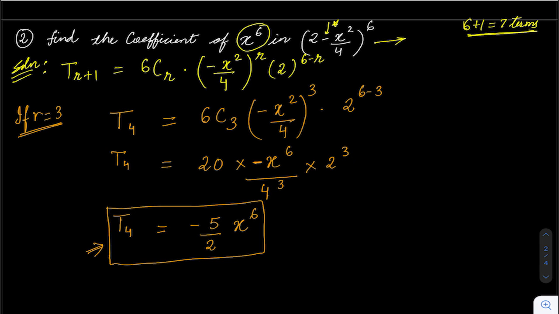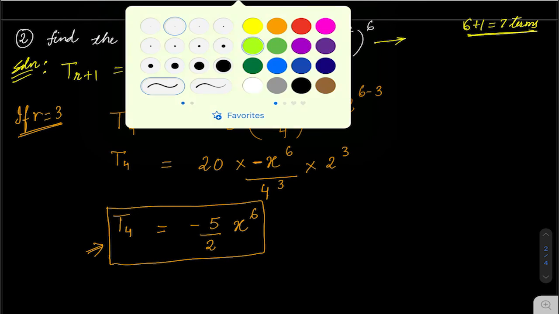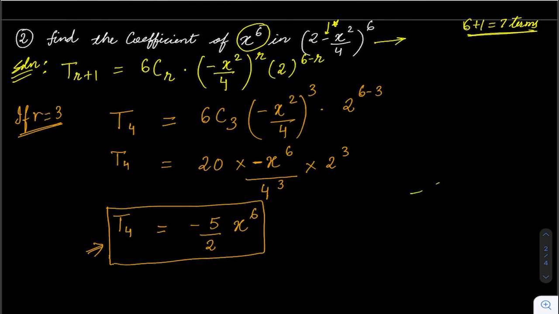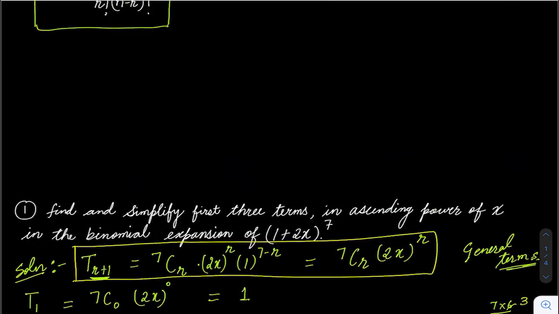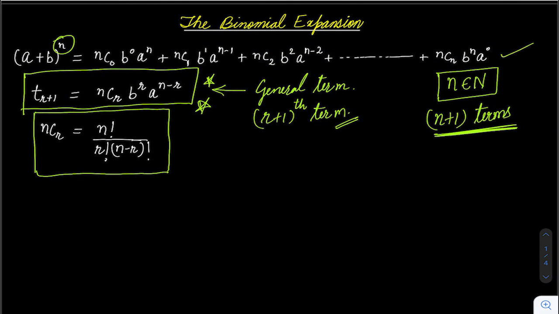Now what they are asking for in the question is the coefficient of x power 6. So our answer is minus 5 by 2. The coefficient of x power 6 is minus 5 by 2. So that's the answer. So this is how you have to apply this binomial theorem expansion and this general term formula to solve questions. We will see more in the next coming videos.